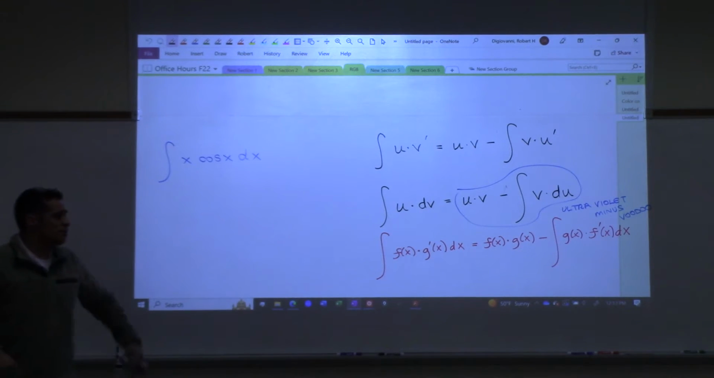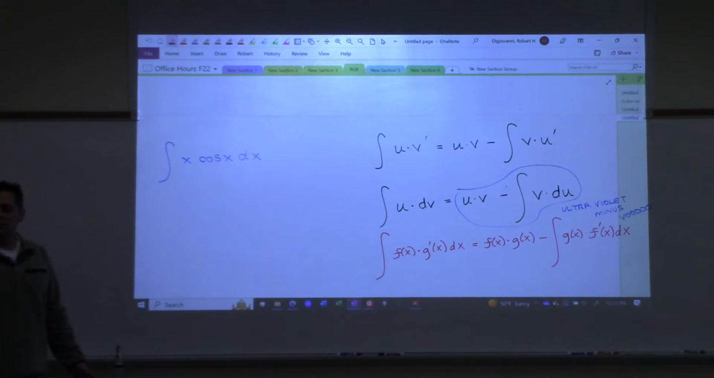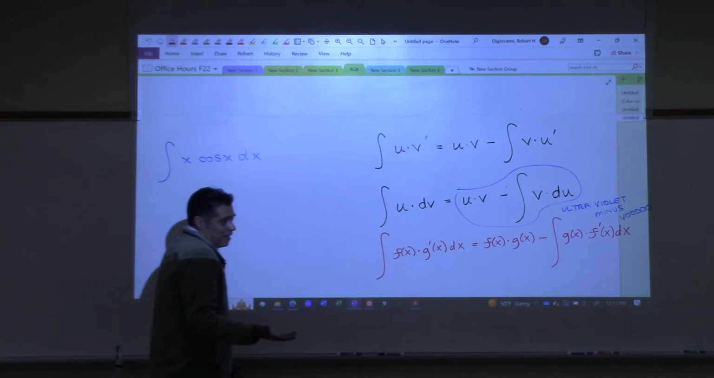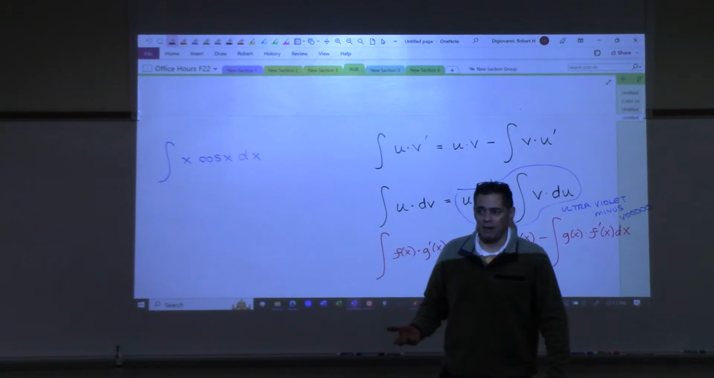All right, so we have this. We already know there's nothing we can do. Basic u-substitution doesn't work, right? So the only other thing I have now is integration by parts, right?